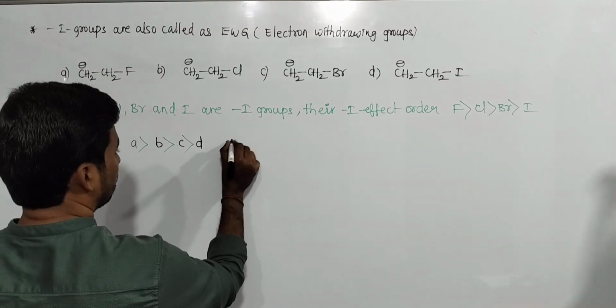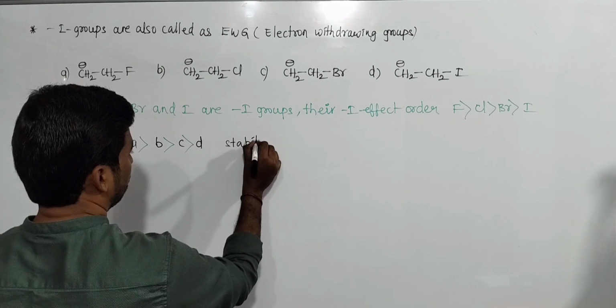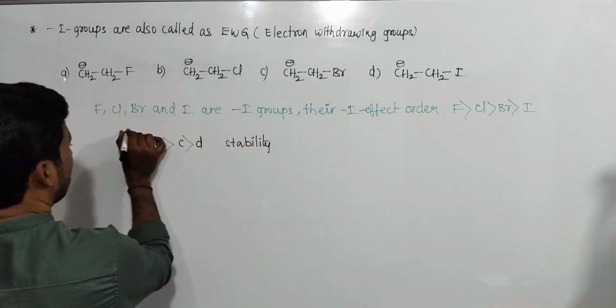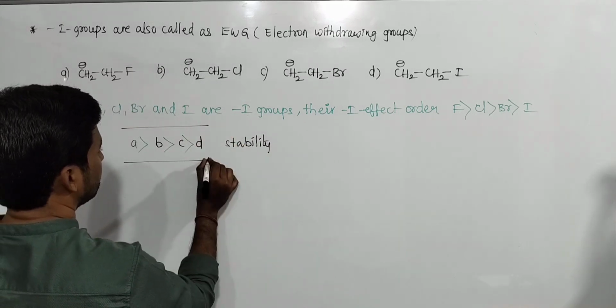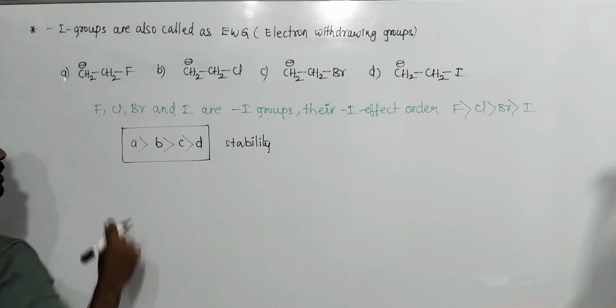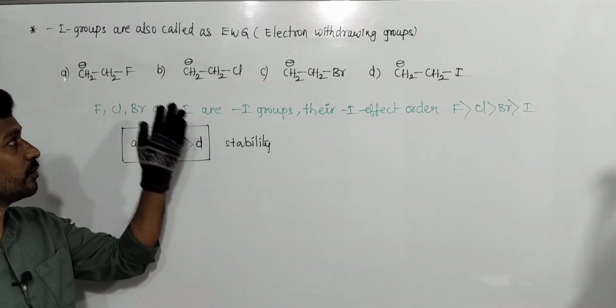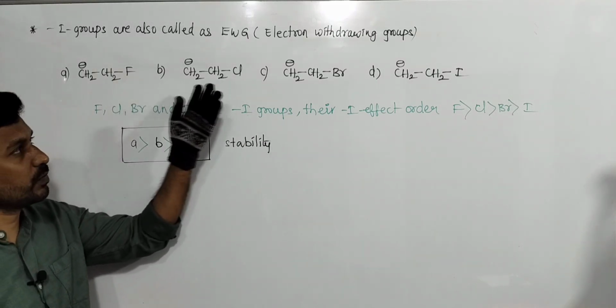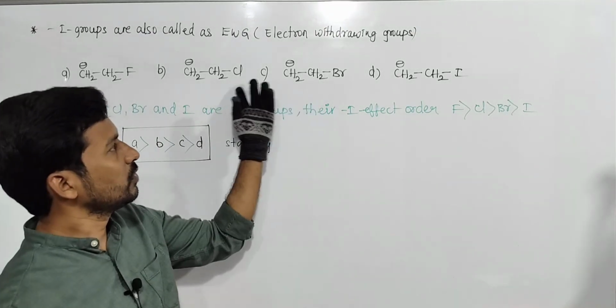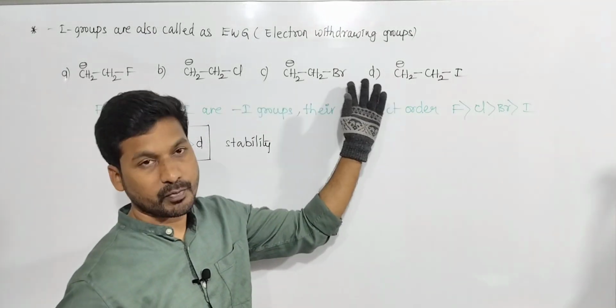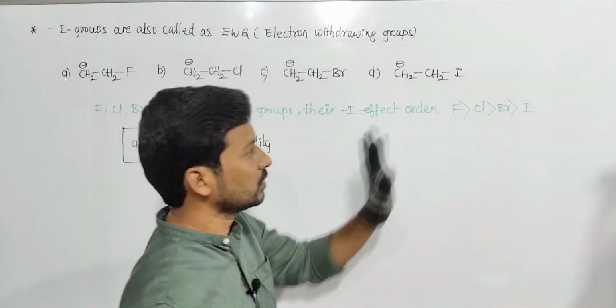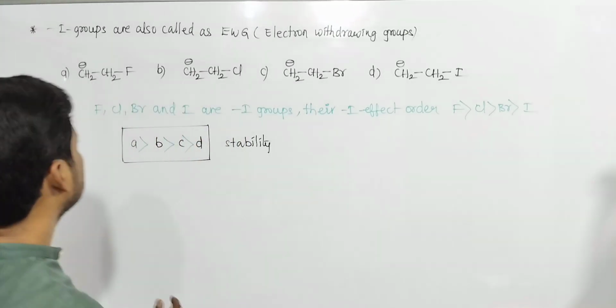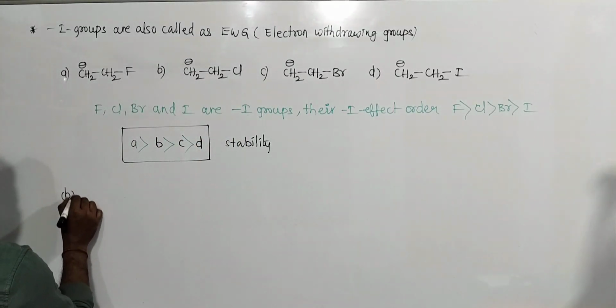Stability order. Stability of carbon ion follows this order, because carbon ions are stabilized by minus I group. Fluorine is a strong minus I group compared to chlorine. Chlorine is a strong minus I group compared to bromine. Bromine is stronger than iodine.